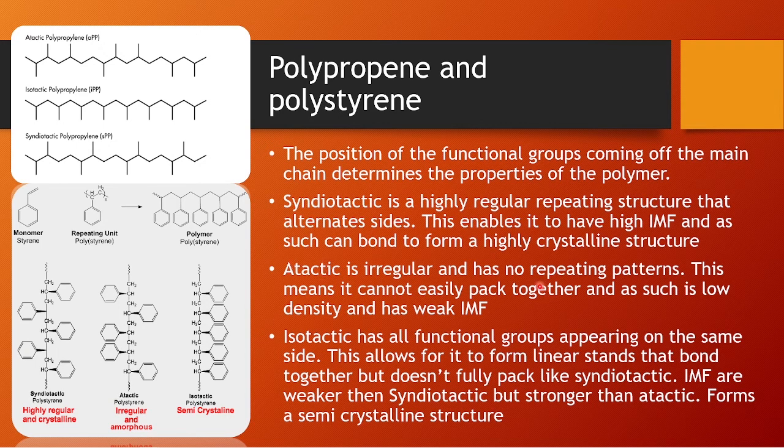Atactic is irregular, so that it cannot easily pack together. There's low density, so it has weak intermolecular forces. Isotactic has all the functional groups appearing on the same side. This allows it to form linear strands that bond together but doesn't fully pack like syndiotactic. Intermolecular forces are weaker than syndiotactic but stronger than atactic. Forms a semi-crystalline structure. Hopefully that made a little bit of sense. I like to think about these: iso meaning same side, syndio meaning it's like synchronized, it's a pattern, and then atactic is just all over the place.